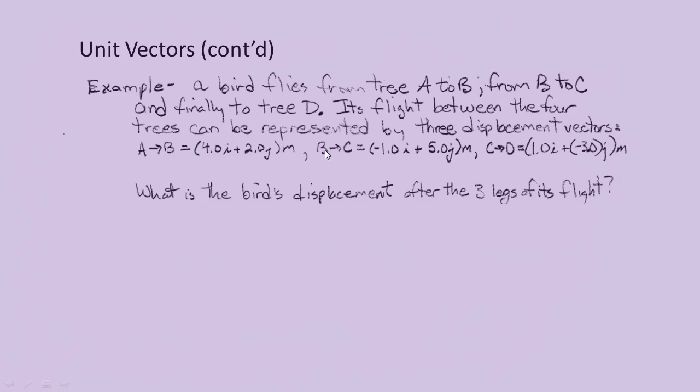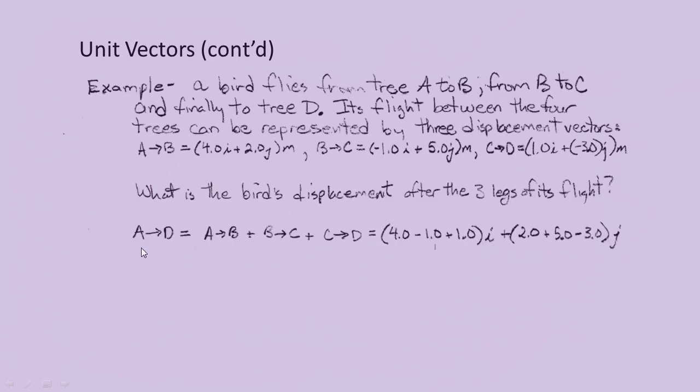B to C vector is negative 1.0i. That means it's moving in the negative x direction, plus 5.0 times j. And again, the units are meters. And the third vector, C to D, is 1.0i plus negative 3.0j. That means it's moving in the negative y direction, or moving down. So these are the 3 vectors written in unit notation. And the question asks us, what is the bird's displacement after the 3 legs of its flight?